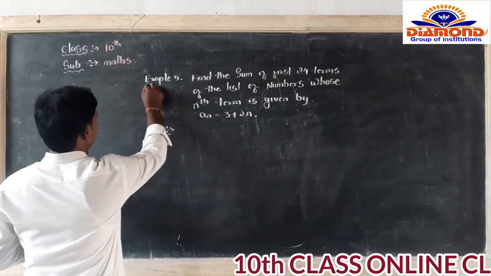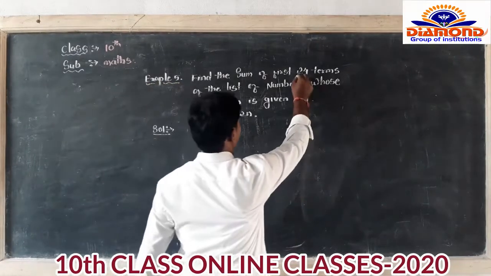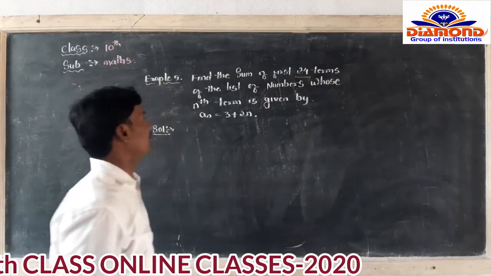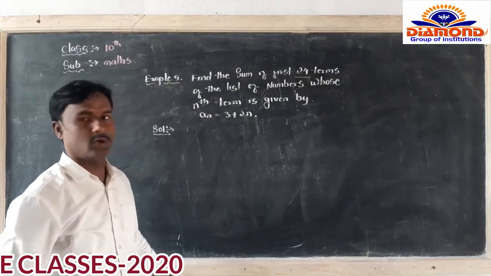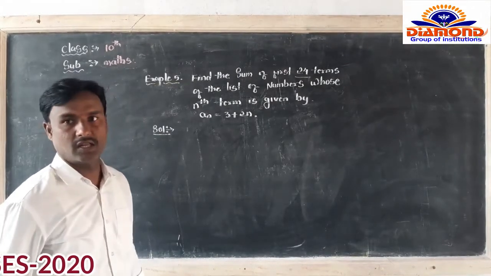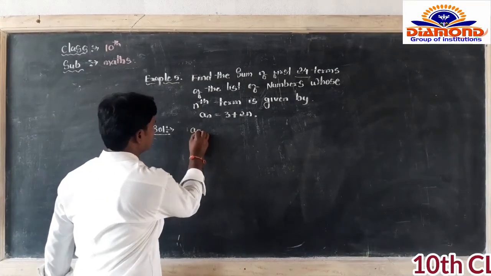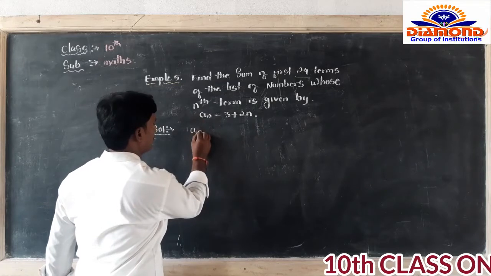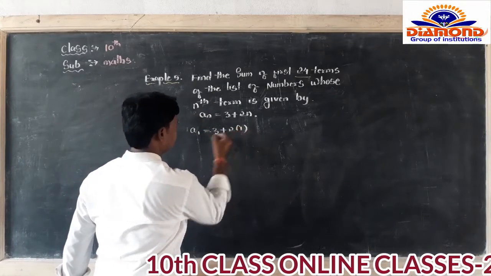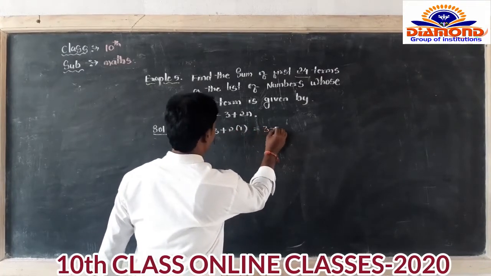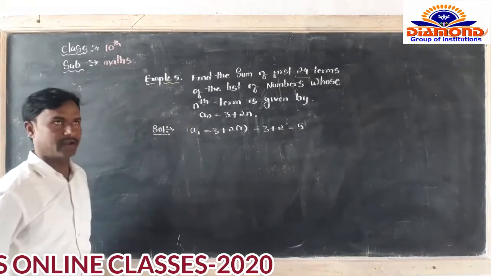What is given in this question? Find the sum of the first 24 terms of the list of numbers whose nth term is given by a n is equal to 3 plus 2n. So dear students, first I am taking n is equal to 1: a1 is equal to 3 plus 2 into 1 is equal to 3 plus 2, which becomes 5. That means the first term is 5.